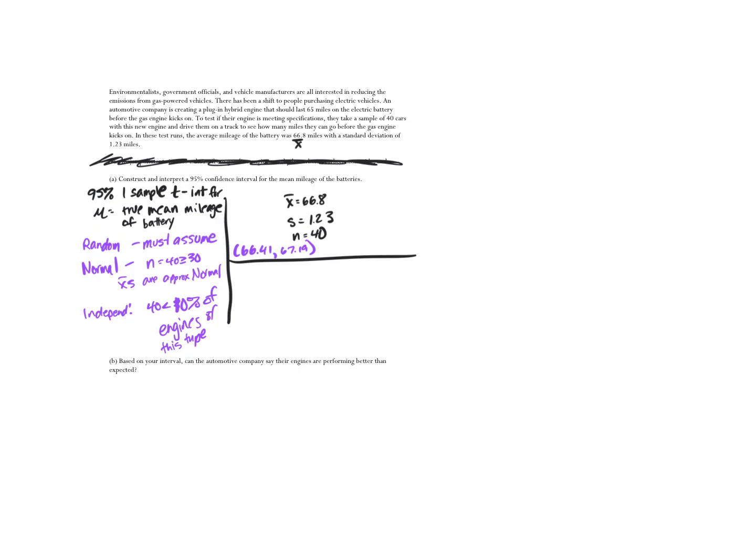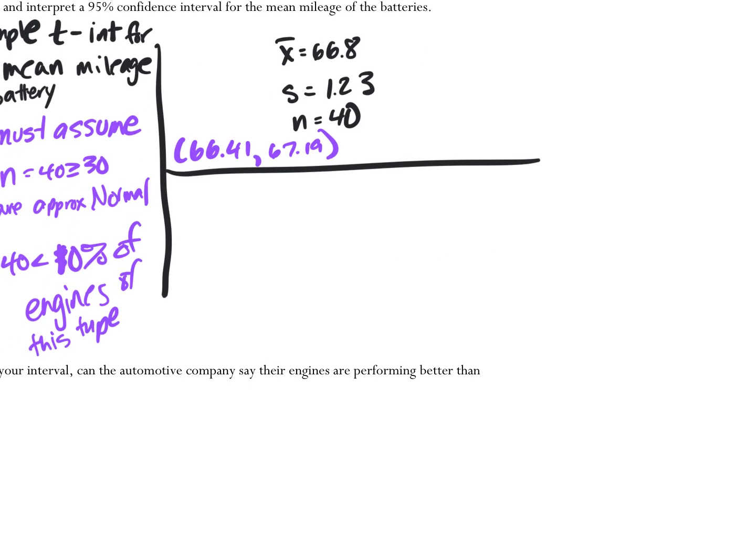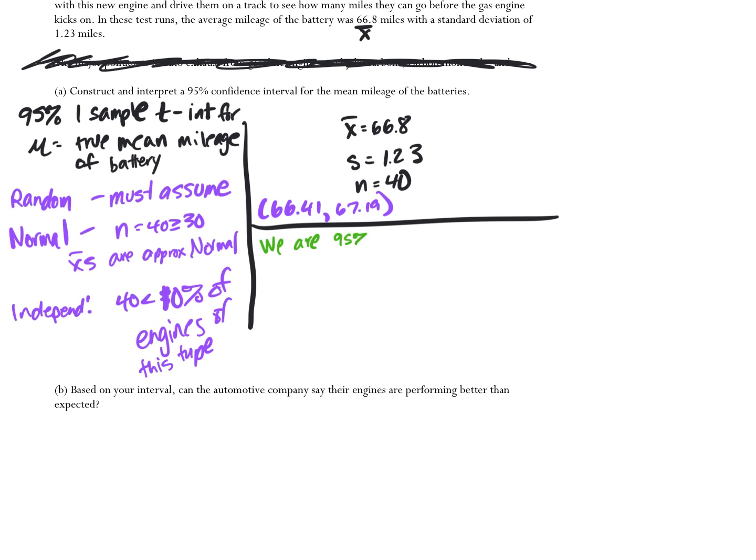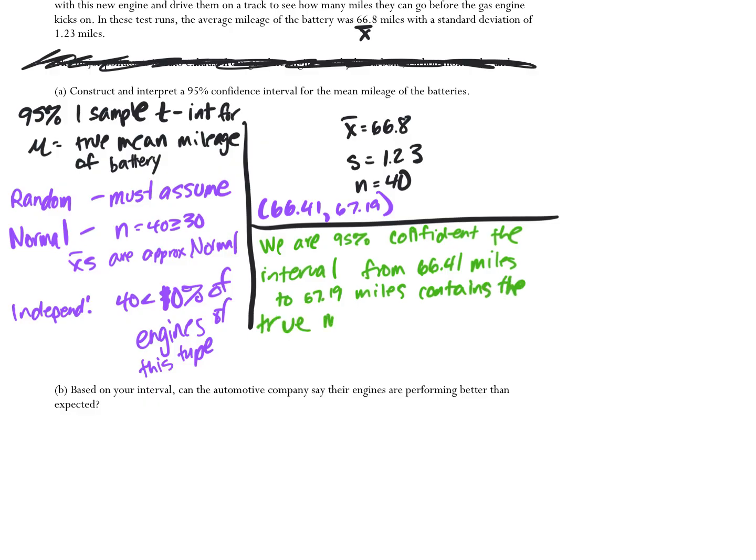All right, let's interpret that interval. We're 95% confident the interval from 66.41 miles to 67.19 miles contains the true mean mileage of the engine. Does this feel reasonable?